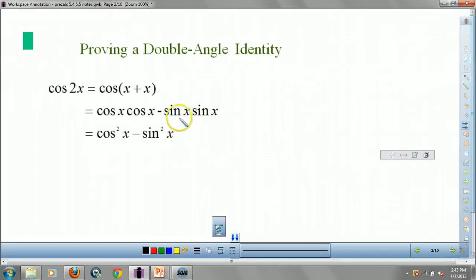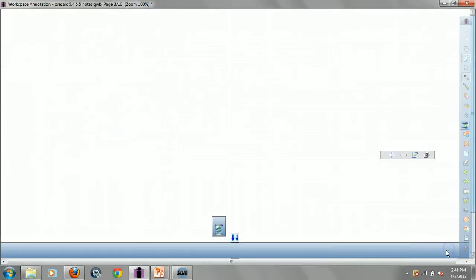Here's how it's proved. You don't have to write this. Cosine of 2x equals cosine of x plus x, and then we used our good old sum formula, and that's how we got cosine squared minus sine squared. Because remember, for cosine of a sum, it's cosine times cosine, opposite sign, sine times sine. I think it's pretty clever how they did it, because we're going to use this technique later. Keep that in the back of your mind.